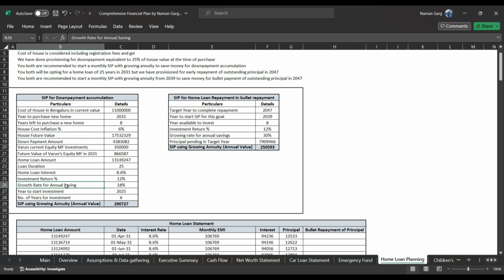In a situation where your current salary is not sufficient to save up for your new home, you can opt for a growing annuity strategy, where your monthly SIP amount will be increased by a defined annual rate.